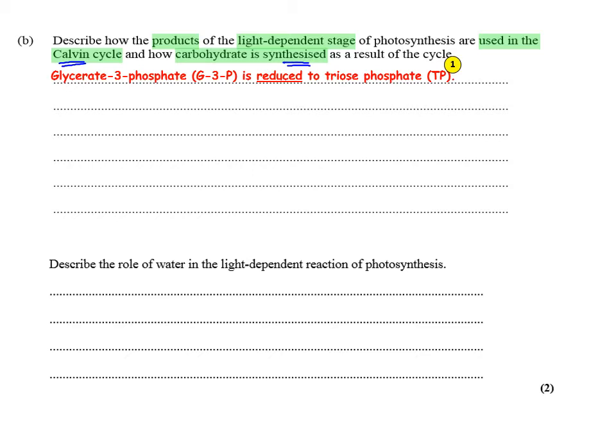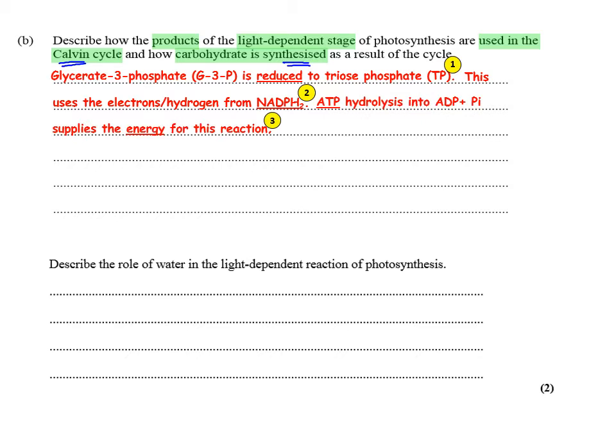So we know the first part of the answer then is to talk about glycerate 3-phosphate being reduced to form triose phosphate. That's the first mark point. We know that uses the 2 high energy electrons that are carried into the stroma and into this reaction by reduced NADP or NADPH2, as you may write it. That's the second mark point. We know ATP hydrolysis into ADP and inorganic phosphate is needed to supply the small packet of energy needed to drive that reduction reaction. But now we need to talk about the second part of the question then.